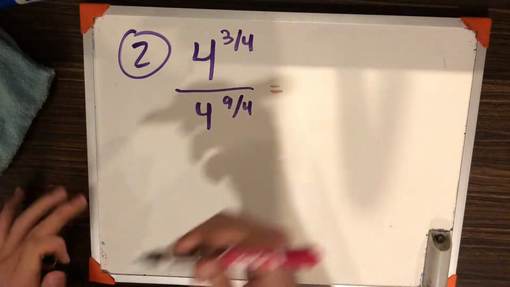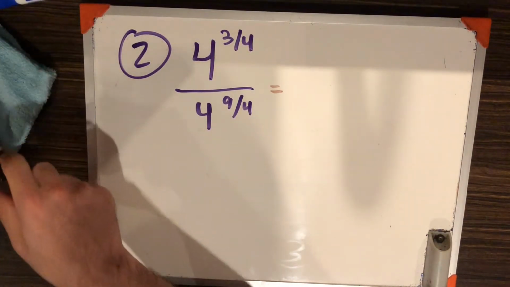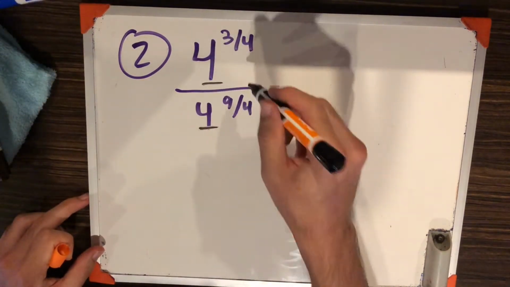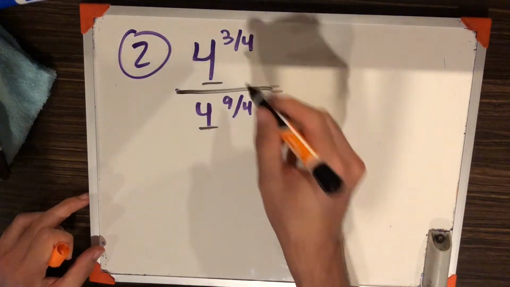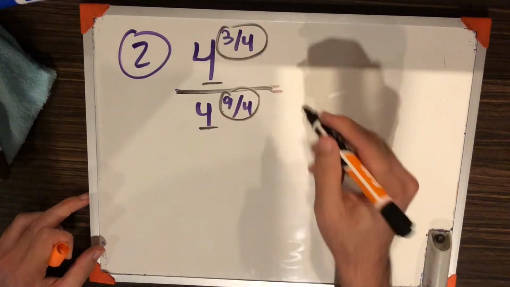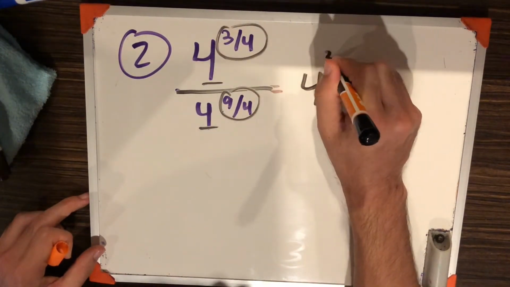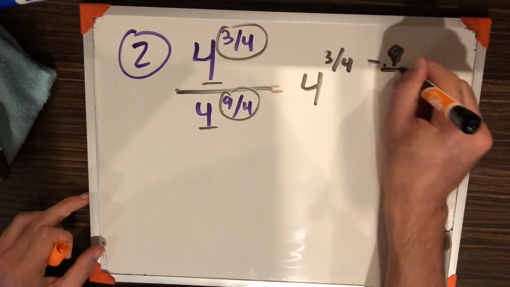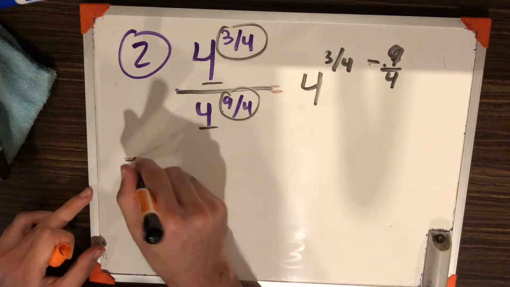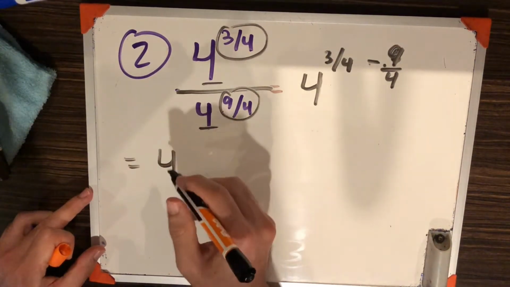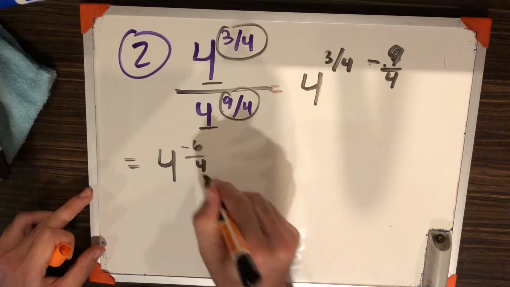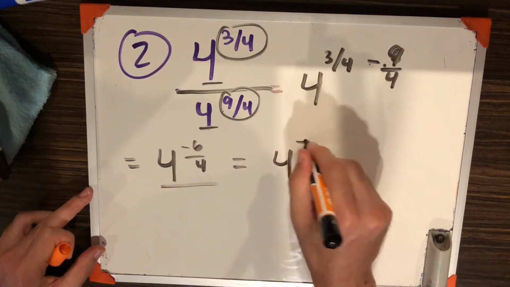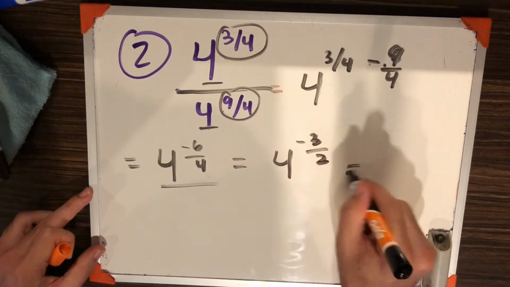We have here, again, the same base. This is division, so we can subtract the exponents. So 4 to the 3 over 4 power minus 9 over 4. That would turn out to be 4 to the negative 6 over 4. Okay, we can simplify this a little bit: 4 to the negative 3 over 2.